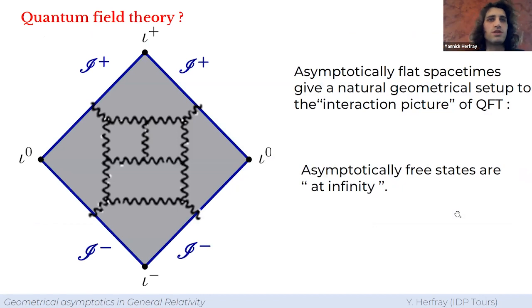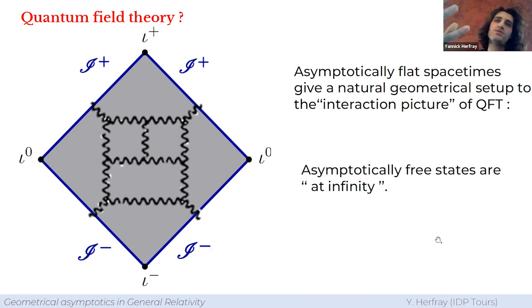I didn't discuss this because that's not the main focus of this talk, but these asymptotic boundaries have a natural set of symmetries acting on them, which is strictly bigger than Poincaré, which is infinite dimensional. And from this perspective, it's quite natural to believe that these asymptotic symmetries are going to act on the space of free states which are at infinity.